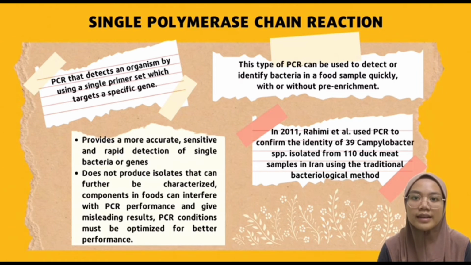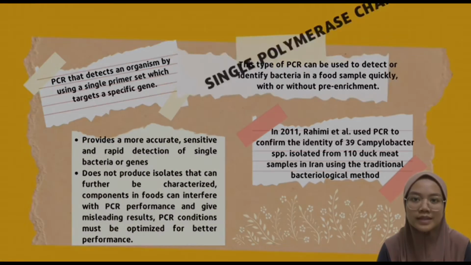This PCR can detect single bacteria or genes more accurately, sensitively, and quickly, but does not yield isolates that can be further characterized. Food components can interfere with PCR performance and produce false results. PCR conditions must be optimized for better performance.